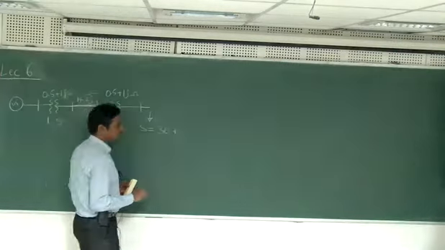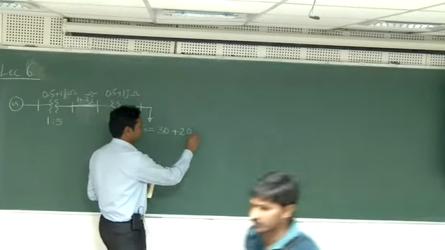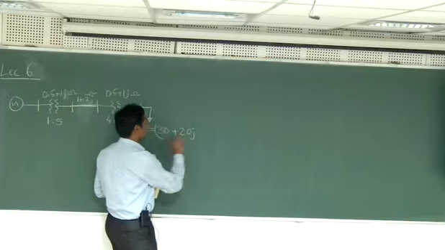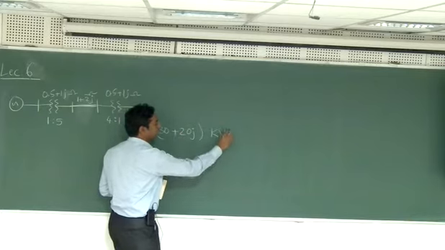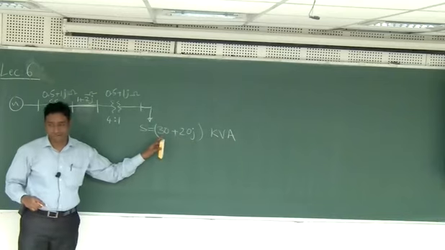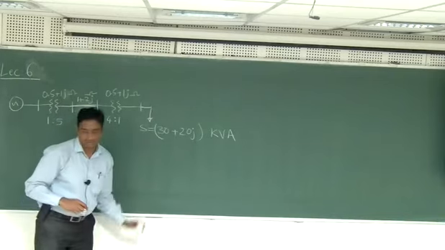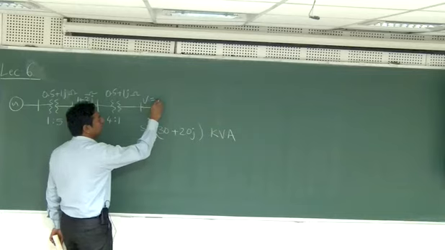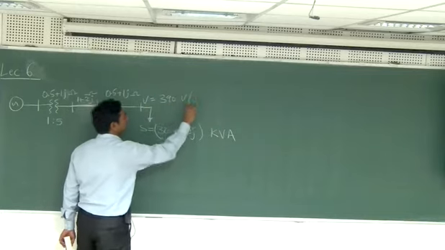What more data was given to you? S of the load. How much? 30 plus 20j, kVA, kilovolt amperes. So when I call for this, I'll use kilowatts, and when I use for this, kVAr. What was the voltage here? 390 volts, 0 degrees.